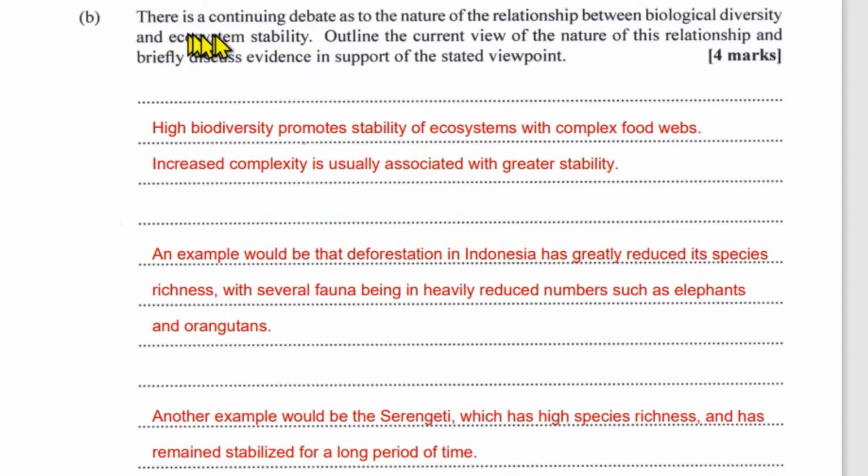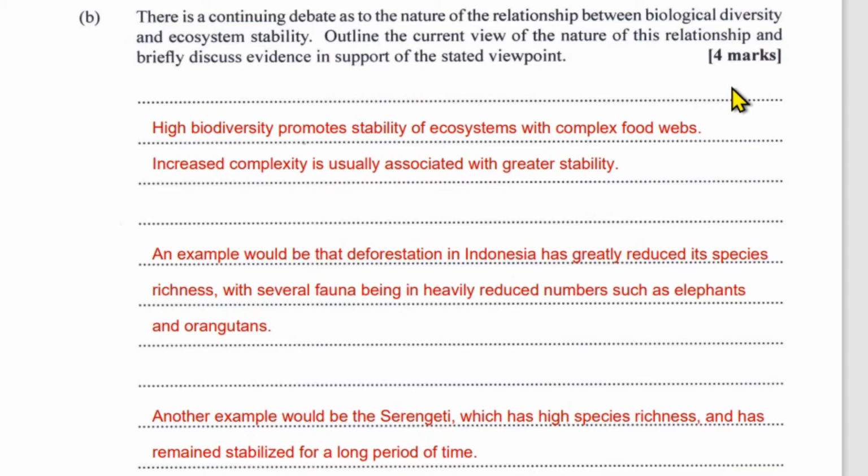B. There's a continuing debate as to the nature of the relationship between biological diversity and ecosystem stability. Outline the current view of the nature of this relationship and briefly discuss evidence in support of the stated viewpoint. This is 4 marks. So biodiversity basically says that they are great.